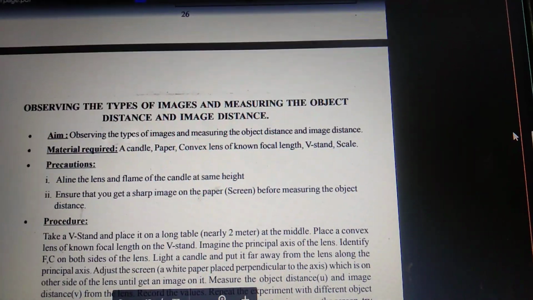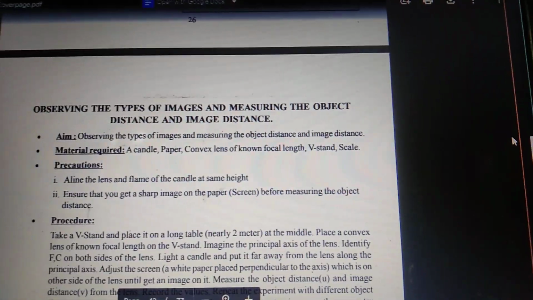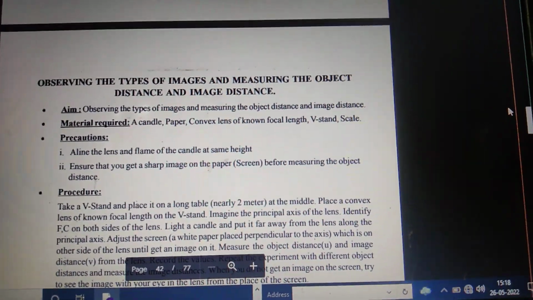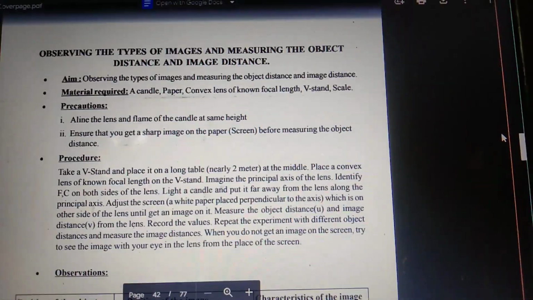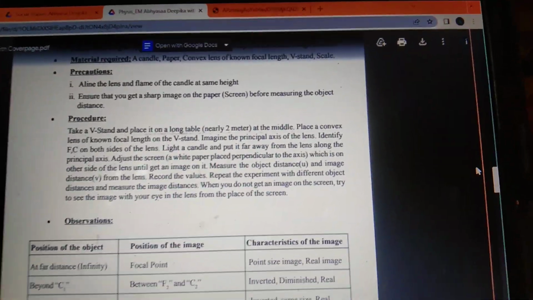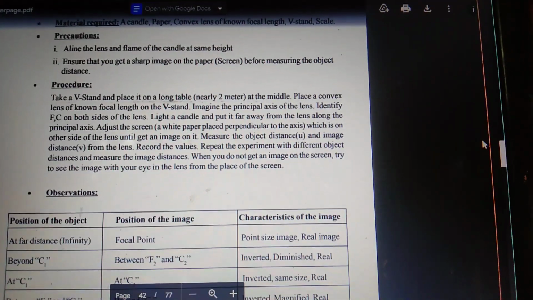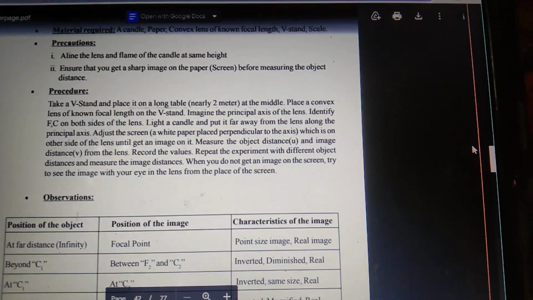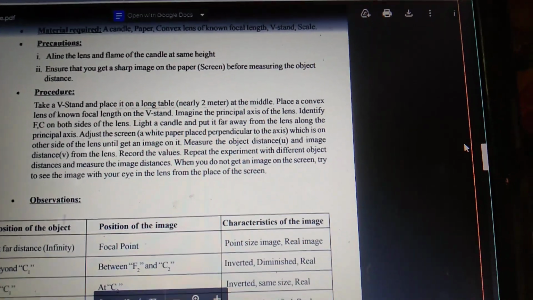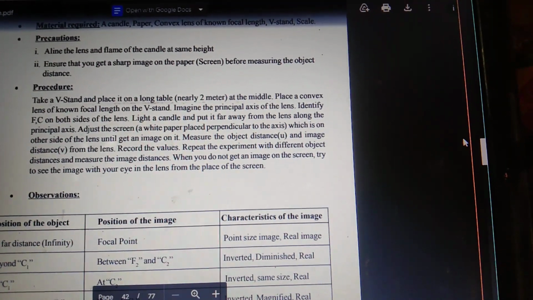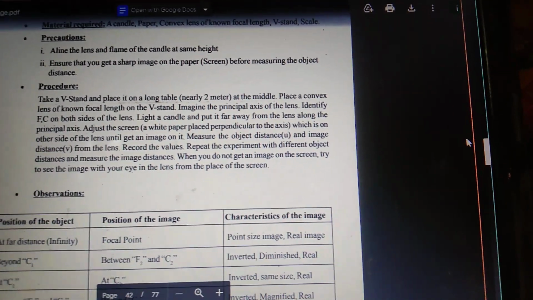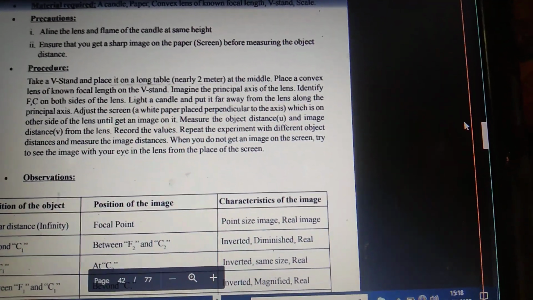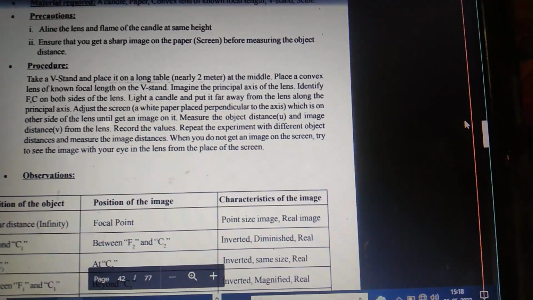Now coming to the most important 8-mark question: the type of images, and measuring the object distance and image distances. Okay, this activity is also an important activity, children. The materials required are a candle, paper, a convex lens of known focal length, a V-stand, and a scale. The precautions are to align the lens and the flame of the candle at the same height. Ensure that you get a sharp image on the paper before measuring the object distance.